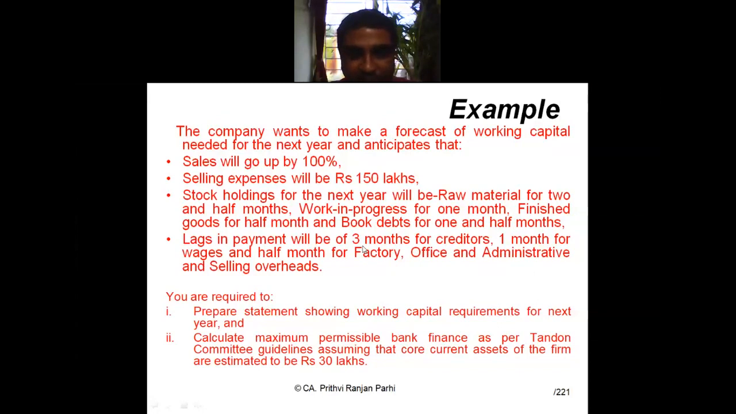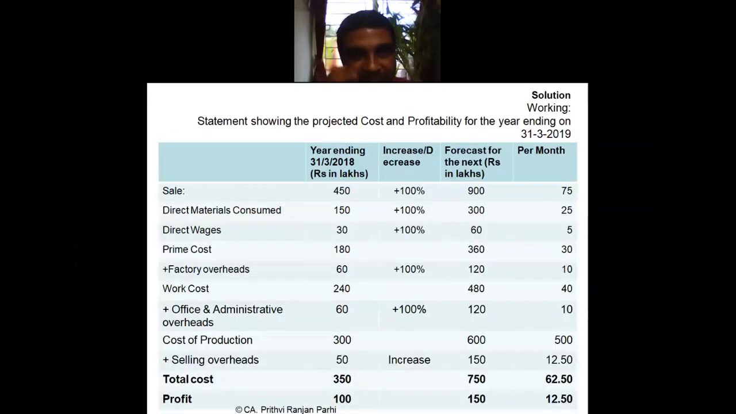All this data is given to you. And what has been asked? Prepare a statement showing working capital requirement for the next year, and calculate the maximum permissible bank finance. This is the last part where you got stuck. You feel that maybe the solution in the study material is wrong. So we'll find out whether that is wrong or not.